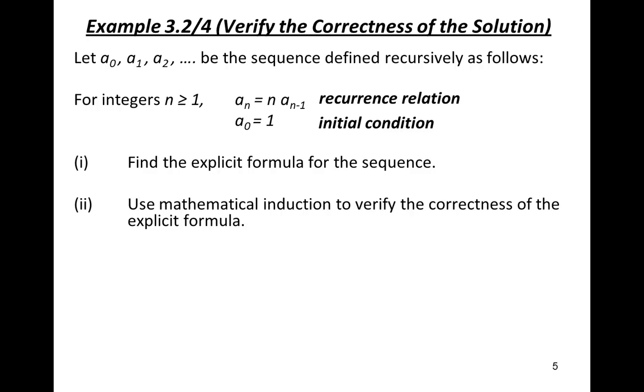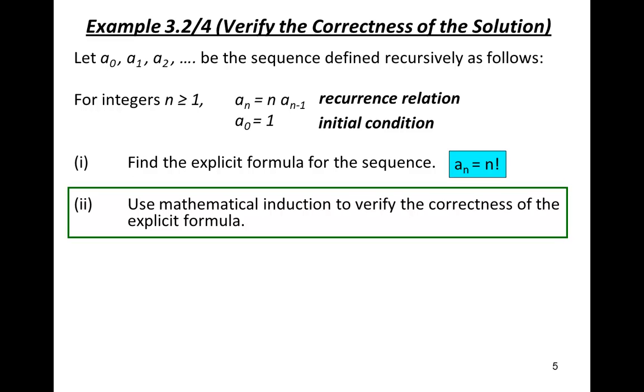Now that we have found the explicit formula to be a sub n is equal to n factorial, how can we use mathematical induction to verify the correctness of this explicit formula? Well, the question has given us two vital pieces of info. First, the initial condition a0 is equal to 1. Second, for any integer n greater than or equal to 1, a sub n is equal to n times a sub n minus 1. This info is given, so we can make use of it later.